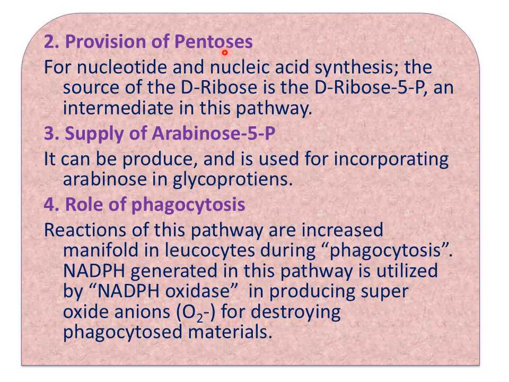Then number 2, it is a provision for pentose sugar. Yes, we have seen that D-ribose 5-phosphate is synthesized here. This ribose sugar is used in the synthesis of DNA, RNA, adenosine, all these nucleotides. Then in the supply of arabinose 5-phosphate, it can be produced here, which helps. This arabinose 5-phosphate is utilized in glycoproteins, which are synthesized from this pentose or HMP shunt or pentose phosphate pathway.